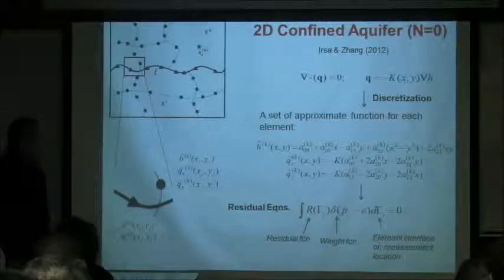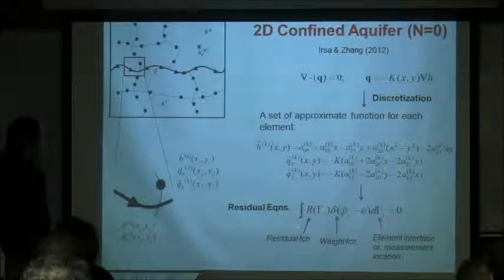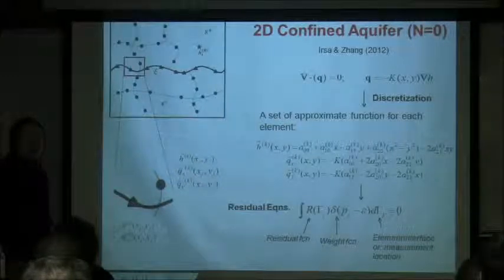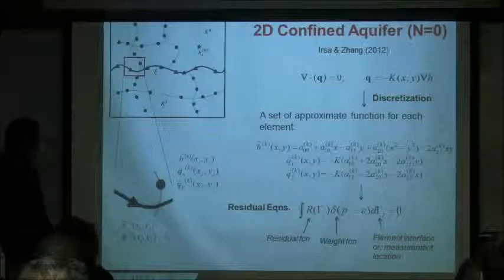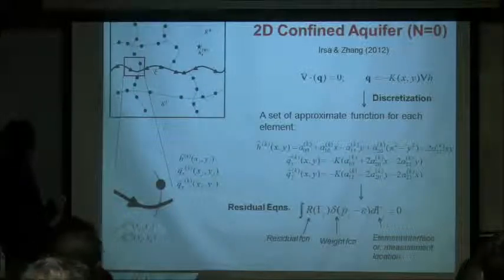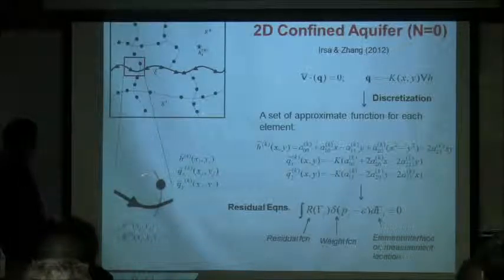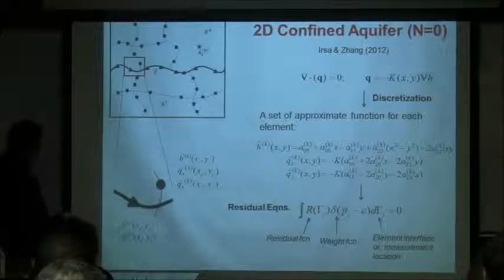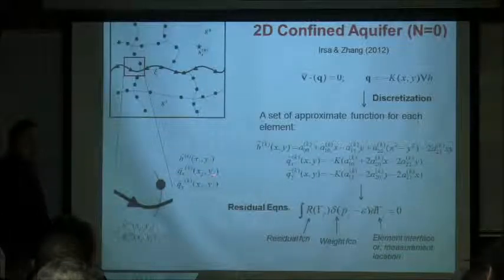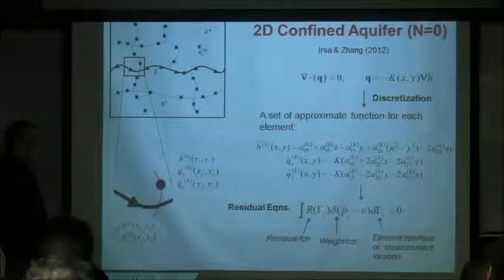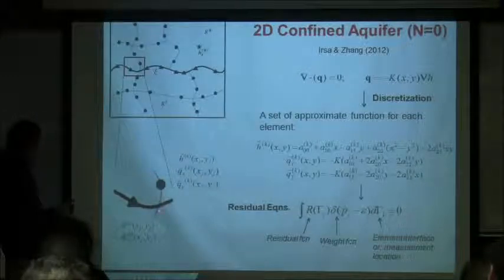Then with this function, we can write a set of residual equations. Here I just write a single equation which shows the integration of some residual function with a weight function over some sort of an element boundary or a measurement location. We won't go into too much detail, but physically, if you have two elements here, at the element boundary we want to enforce continuity of the head function in the left-hand side cell with the head function in the right-hand side cell. We want to enforce the continuity of the flux component from the left cell to the right cell. We want them to match at the boundary.